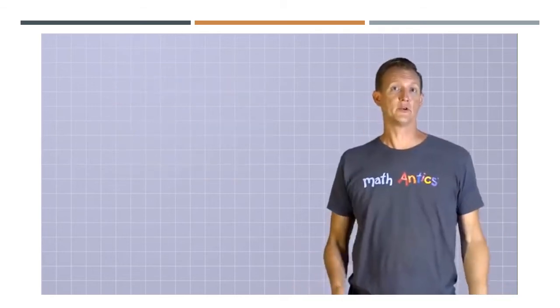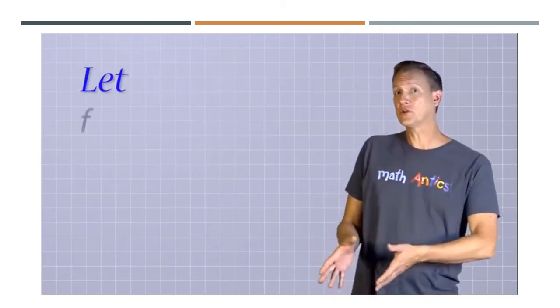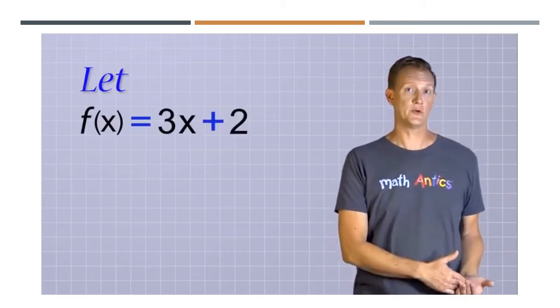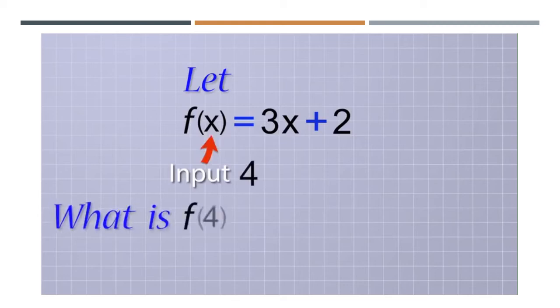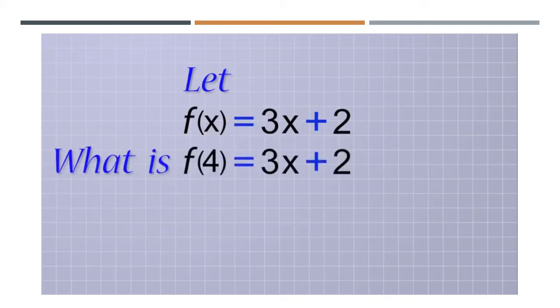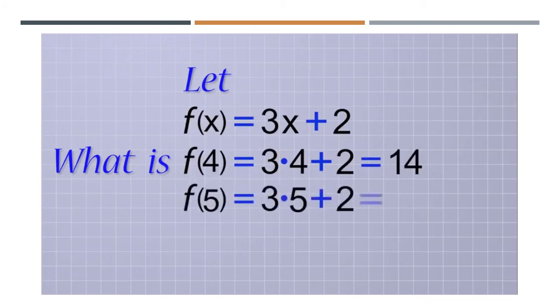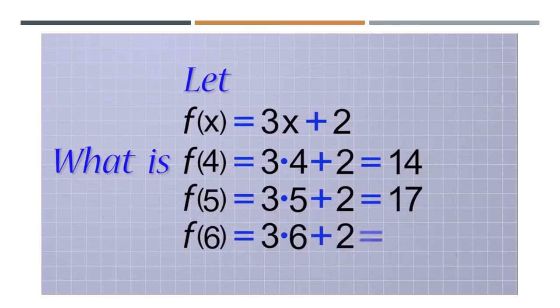For example, you could start off by saying, let the function f of x equal 3x plus 2. Then you could ask someone to evaluate the function for the input value 4 by saying, what is f of 4? That means you'll substitute a 4 in place of any x's that are in the function. For this function, that would mean f of 4 equals 14. And you could do this for other values too. f of 5 equals 17, and f of 6 equals 20.